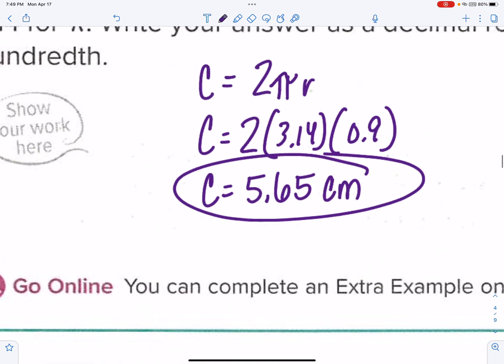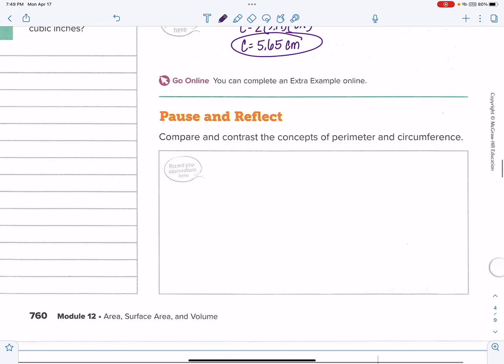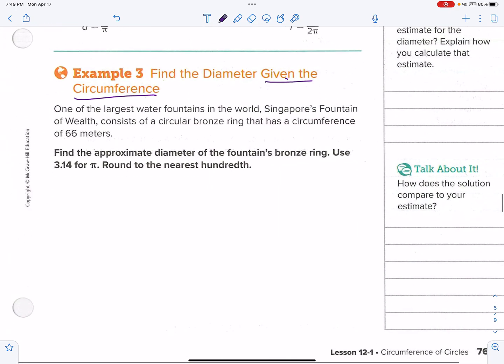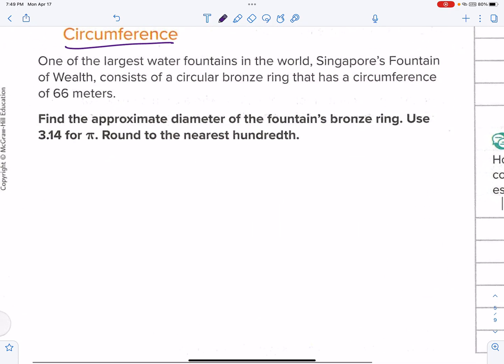We just solved to the one side, and the variable was already isolated. This time, our variable will not be isolated. We're going to have to do that. One of the largest water fountains in the world, Singapore's Fountain of Wealth, consists of a circular bronze ring, and they're giving us the circumference of 66 meters. Okay, they want us to find the diameter.